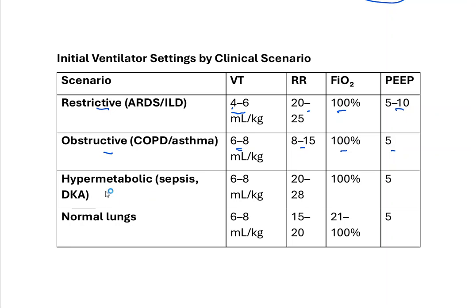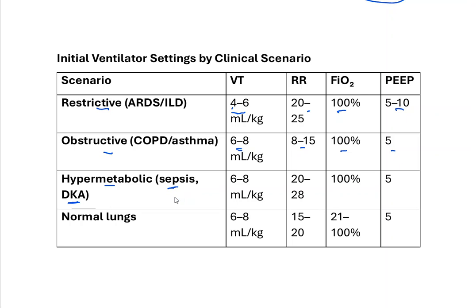And for hypermetabolic states, for patients who have sepsis and DKA, remember, for instance, patients who have DKA are actually having Kussmaul breathing. They're having deep and rapid breathing. They're taking big tidal volumes and they are breathing rapidly, right? Same thing with patients with sepsis, they are also having what? A hypermetabolic state. So they are tachypneic and taking a lot of tidal volume.